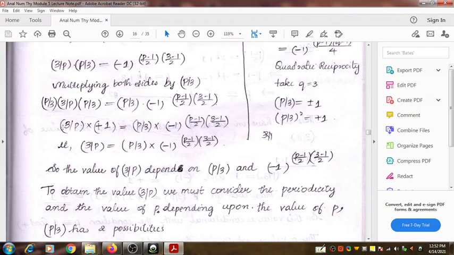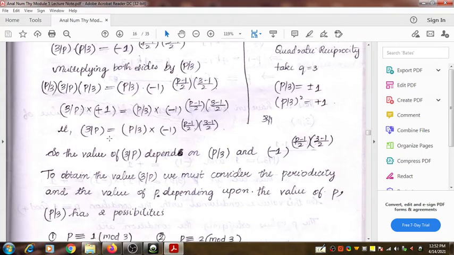Therefore (3/p)·(+1) equals (p/3)·(-1) to the power of this. Here we have 2 by 2 equal to 1, so (3-1)/2 reduces to 1, leaving (p-1)/2. Therefore (3/p) equals (p/3)·(-1) to the power of (p-1)/2.